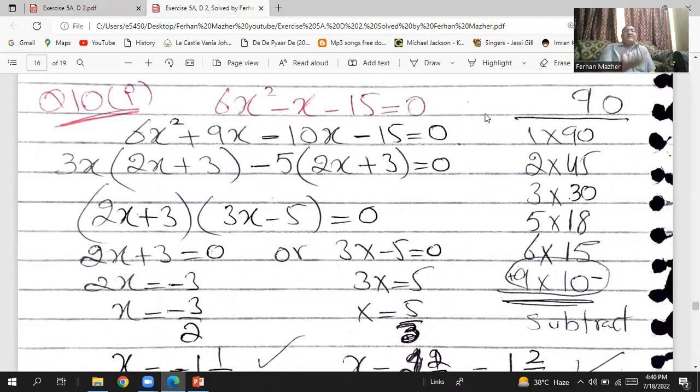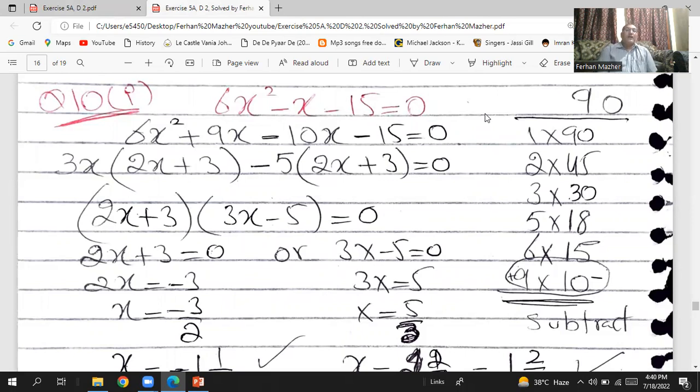So you will have, in the first part, 6x squared minus x minus 15 equals to 0. Multiply the extreme term, you get 90. 6 multiplied 15 is 90. So write the factors of the 90. They are 1 multiply 90, 2 multiply 45, 3 multiply 30, 5 multiply 18, and 6 multiply 15, and 9 multiply 10. So with the third term, you have negative sign. So I write here subtract.